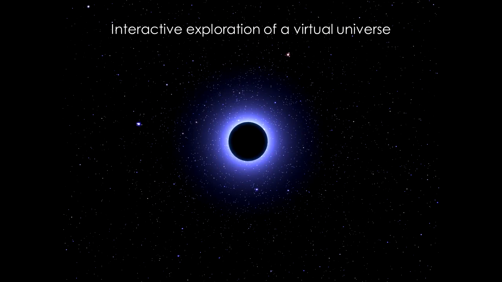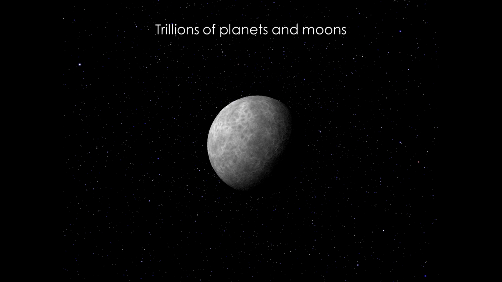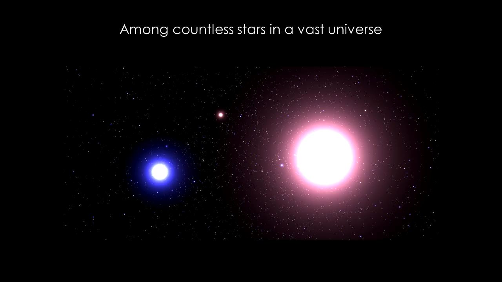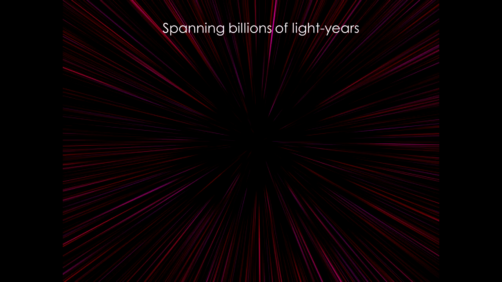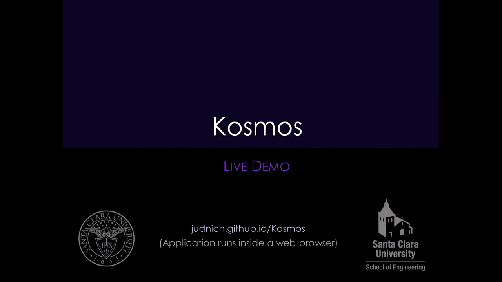And by the way, every image you see here is from Kosmos. It's not a pre-render, it's not concept art. So this is real from the application. So the goals are a huge universe, hopefully an interesting universe, a universe full of planets, moons, stars, and spanning a really, really large universe. And you can go really fast. So I'm going to jump right into the demo now.